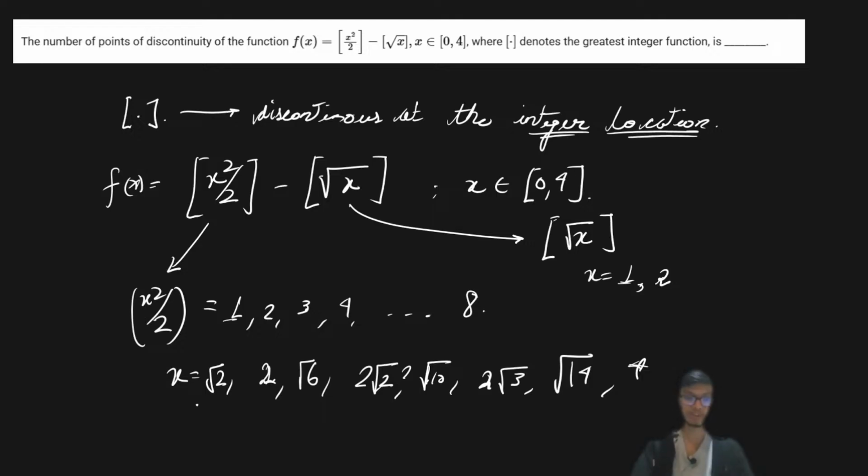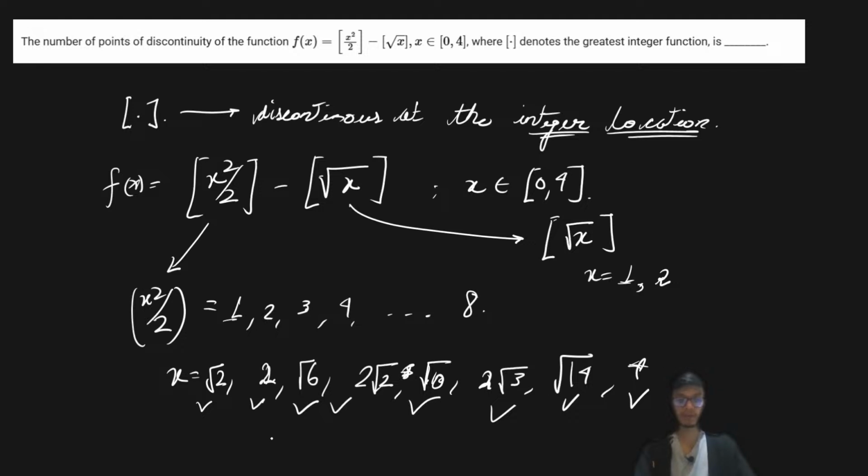So all these potential points are 1, root 2, 2 root 6, 2 root 2, 2, and then we have root 10, we have 2 root 3. Then we have root 14, then 4. If you check all these locations, you will see that these are basically discontinuous points.